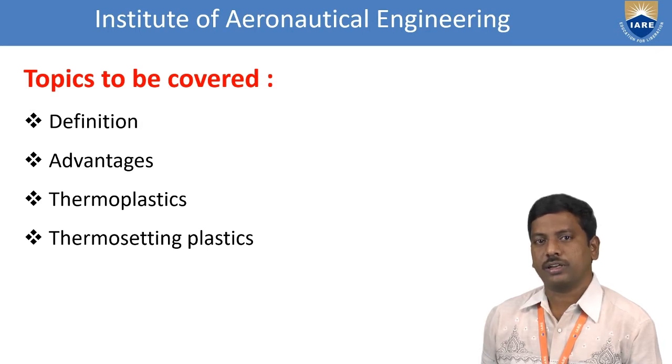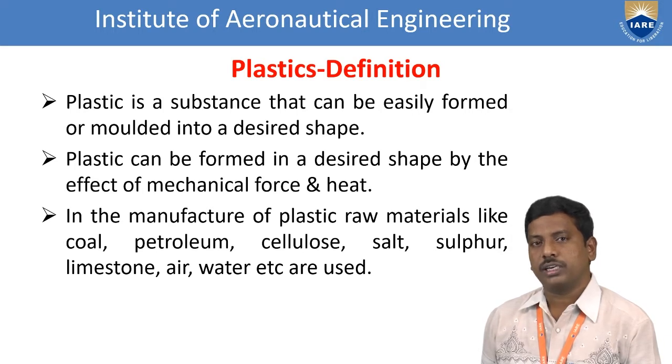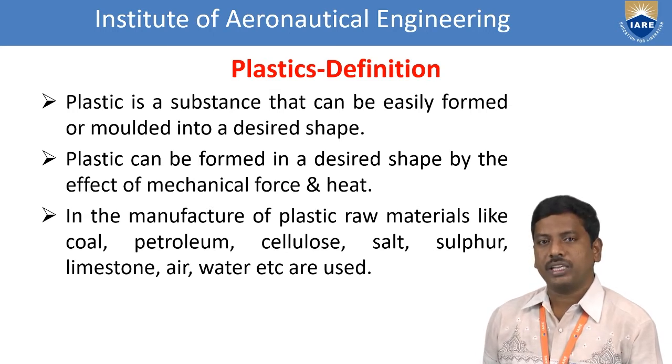Now let us see first of all the basic definition of plastics. Plastics are substances that can be easily formed or molded into a desired shape. Basically, plastic is one of the best polymers, and it can be molded into the required shape by applying temperature. According to the definition, plastic is a substance, a category of polymer, that can be easily formed, that means easily prepared or molded.